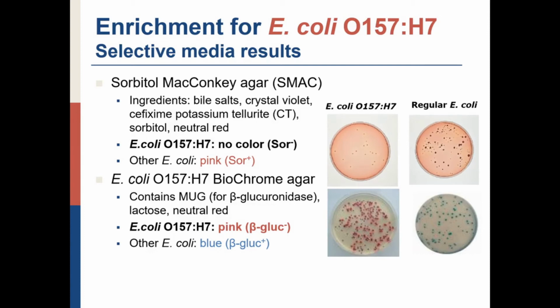O157:H7 E. coli is negative. And then for O157:H7 biochrome agar, it contains MUG, which is going to be testing for or reacting with beta-glucuronidase. So since E. coli O157:H7 is beta-glucuronidase negative, it's going to be pink, whereas other E. coli would be blue, okay? That's what makes it this biochrome agar, because it looks at different colors, or that's why it's called that.